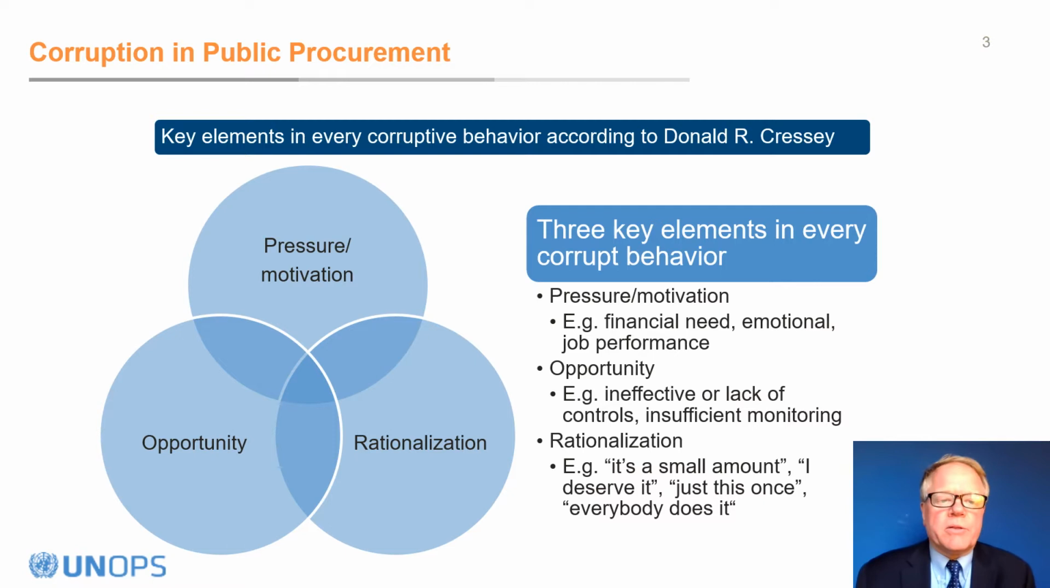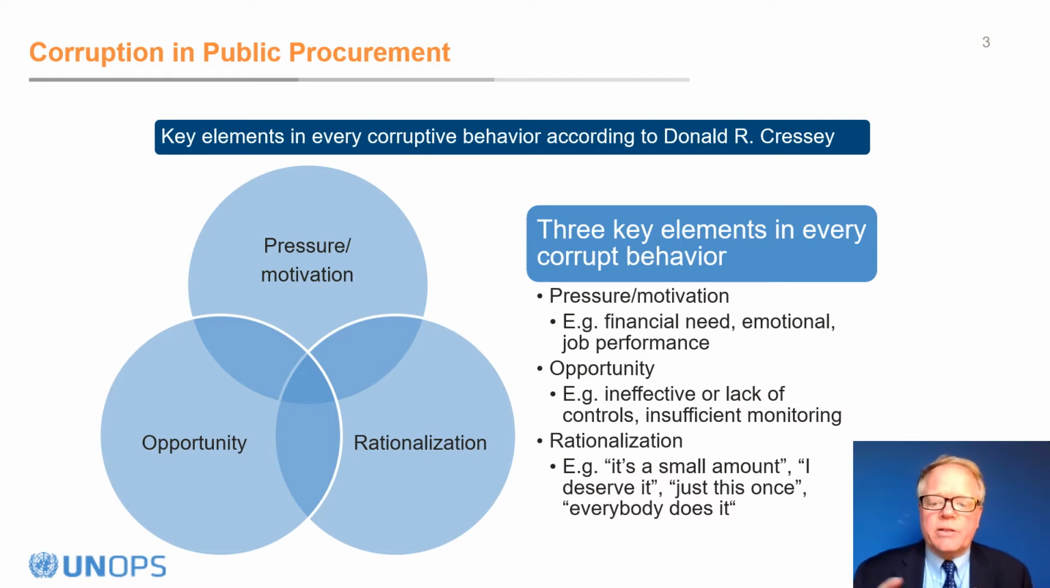Let's talk for a few minutes about key elements in every corrupt behavior. This is laid out by the late criminologist Donald Cressey. He talked about three key elements in every corrupt behavior: the pressure, the motivation, such as financial need or emotional need, or need for job performance reasons to engage in corruption. Opportunity, there's an ineffective lack of controls or insufficient monitoring. And rationalization, such as it's only a small amount, or everybody does it, it's just this once. These are the three things that come together: the pressure or motivation, opportunity, and rationalization, that are likely to lead to corrupt behavior.